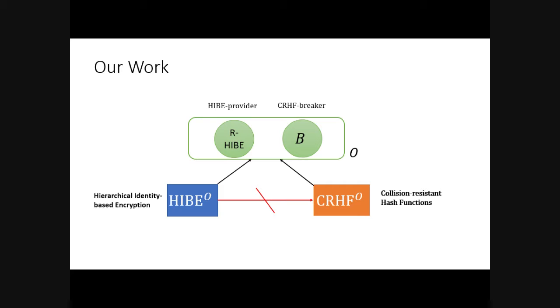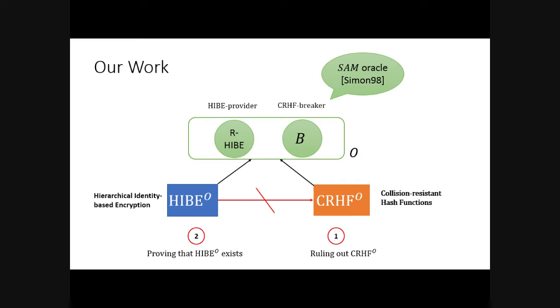And so in our work, our P provider is a randomized HIBE oracle, which I'll define later on. And we want to show that HIBE exists relative to this oracle, but collision-resistant hash functions do not. And the oracle we will be using to break collision-resistant hash functions is what we call a SAM oracle, which I will talk about later. It's the same oracle that was defined by Simon to break collision-resistant hash functions. So our task is twofold. First, we're going to show that a collision-resistant hash function can be broken relative to this oracle. And second, we have to show that HIBE exists relative to this oracle even after we add the SAM oracle that breaks the collision-resistant hash functions.